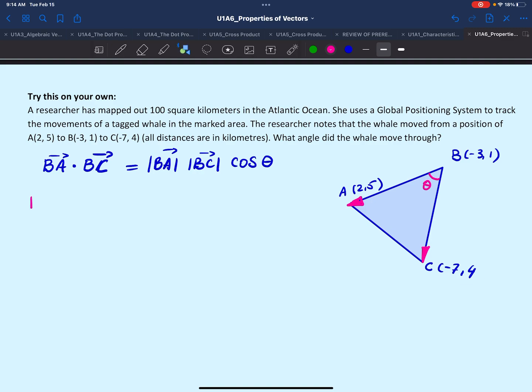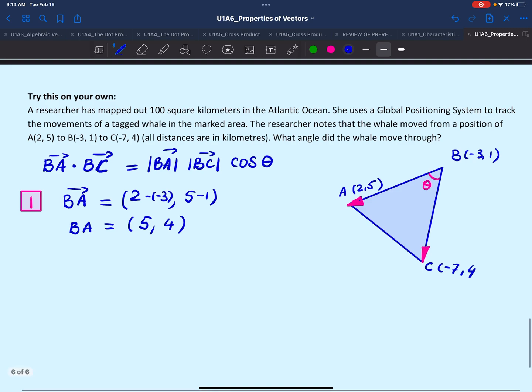Number 1, we are going to determine BA and BC. Remember that BA means that A is the head, B is the tail. The coordinates will be the coordinates at the head minus the coordinates at the tail. So for BA, A is the head, so 2 minus -3. And for the y coordinate, 5 minus 1. Obviously, you don't have to write this step, but I'm writing it because I like to explain things. So (5, 4) would be the coordinates of BA.